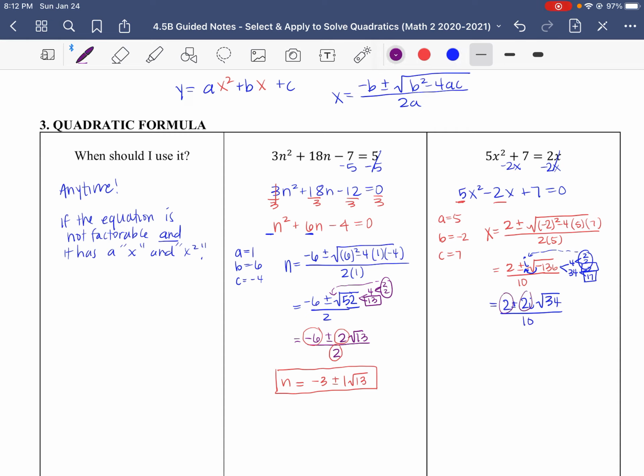Once again, we look at those 3 coefficients to see if anything divides out, and it looks like they're all divisible by 2 once again. So we get 1 plus or minus 1i square root of 34. 10 divided by 2 would be 5.